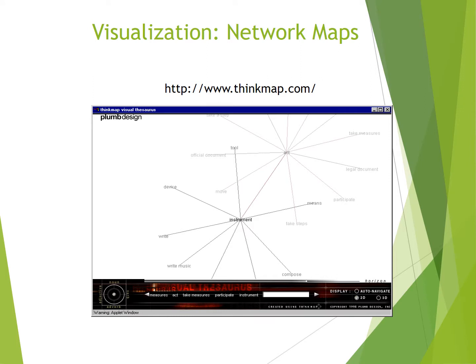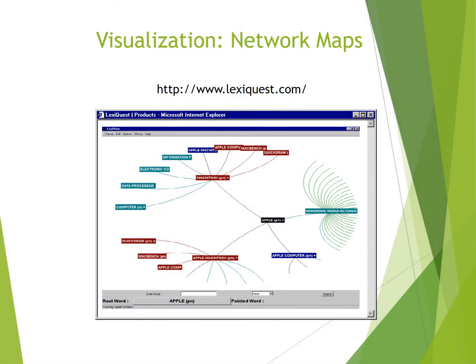Another is network maps, and this is thinkmap.com. And again, this is just another way of visually depicting data that was obtained through text analysis. Here's another network map from lexiquest.com. It's similar to the one before, but slightly different display.